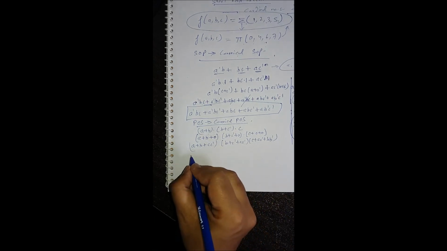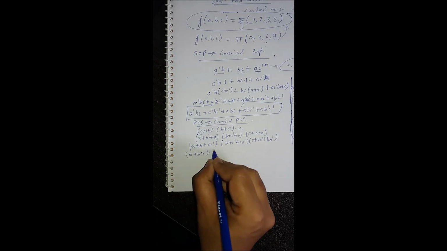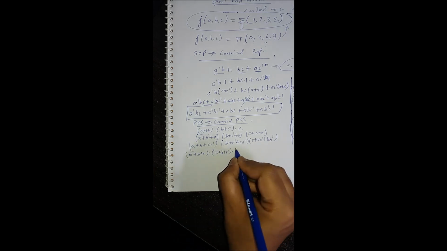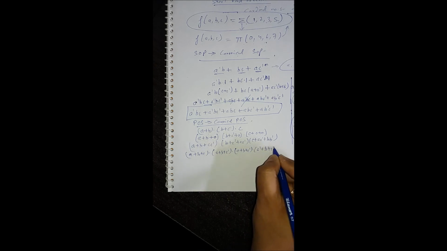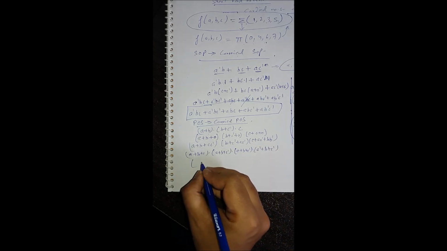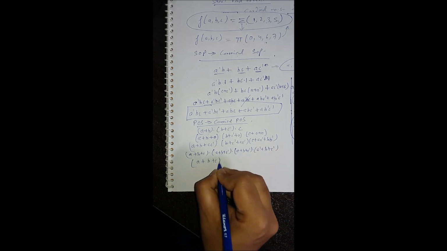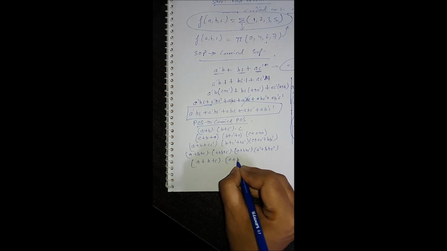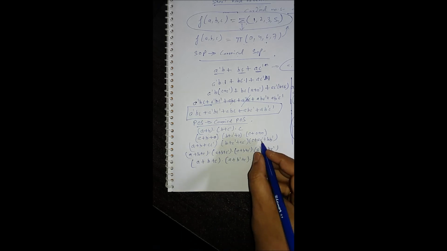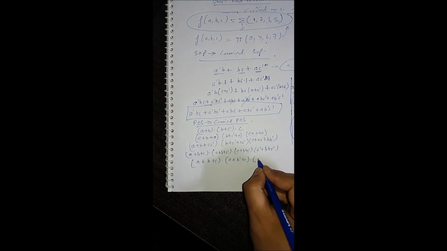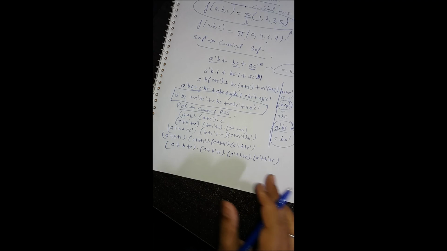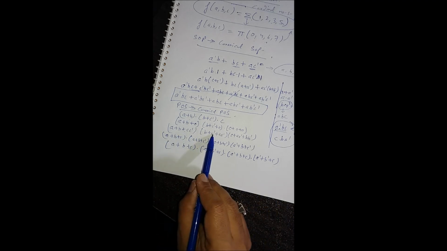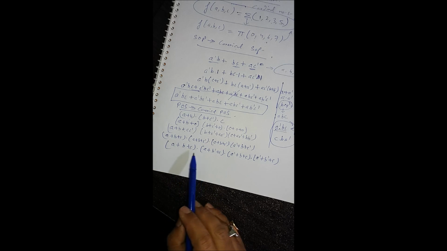Now apply the distributive law. So this will come as A plus B plus C dot A plus B plus C naught. This will come as A plus B plus C naught dot A naught plus B plus C naught. This will come as A plus B plus C dot A plus B naught plus C, and this will come as A naught plus B plus C dot A naught plus B naught plus C. So these are the 8 terms which will come, 2 from this side, 2 from this side, and 4 from this side.